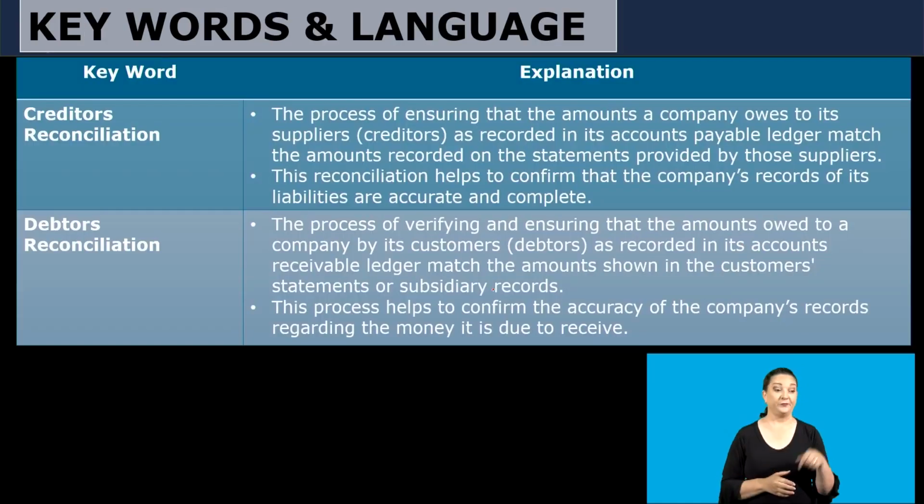Here are some keywords and language. Creditors reconciliation is the process of ensuring that the amounts a company owes to its suppliers, that is creditors, as recorded in the accounts payable ledger, match the amounts recorded on the statements provided by those suppliers. Debtors reconciliation is the process of verifying and ensuring that the amounts owed to a company by its customers, these are debtors, as recorded in its accounts receivable ledger, match the amounts shown in the customer's statements or subsidiary records.